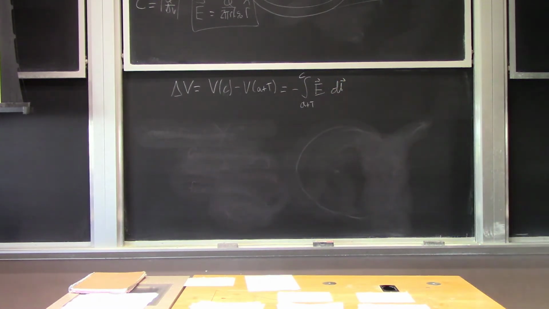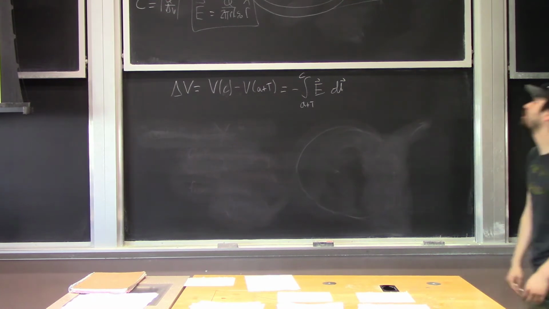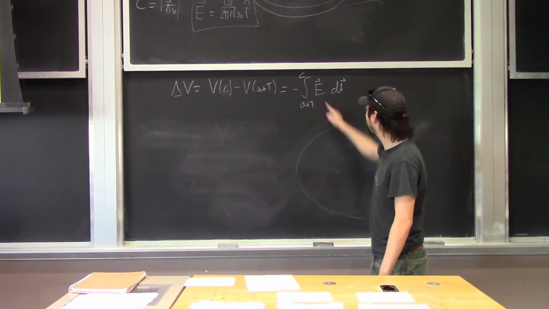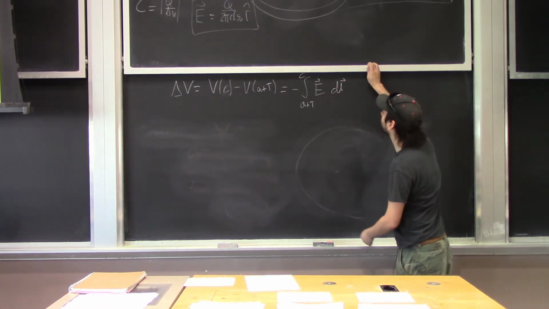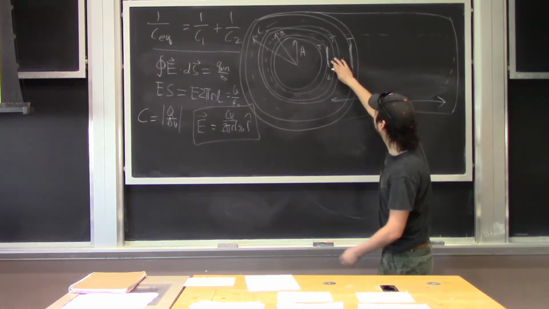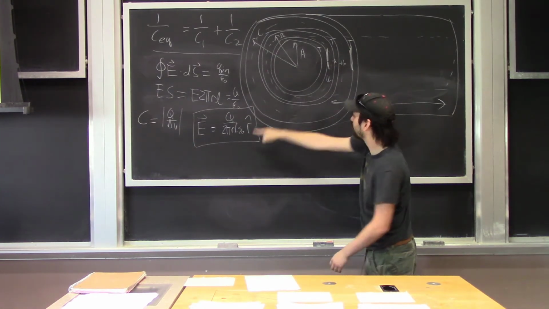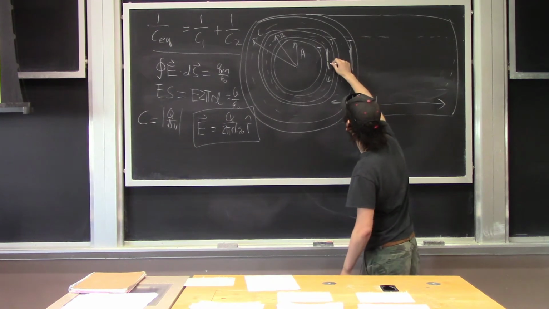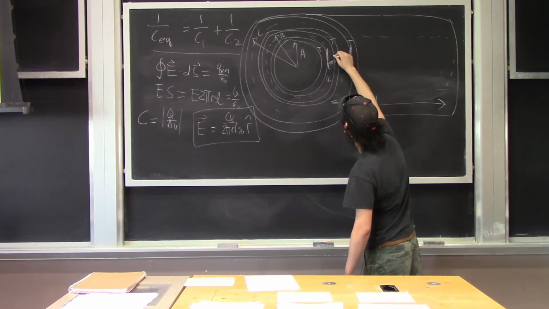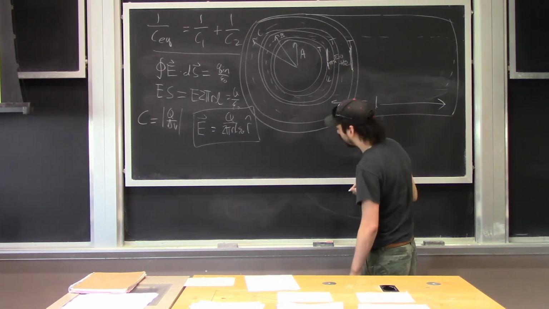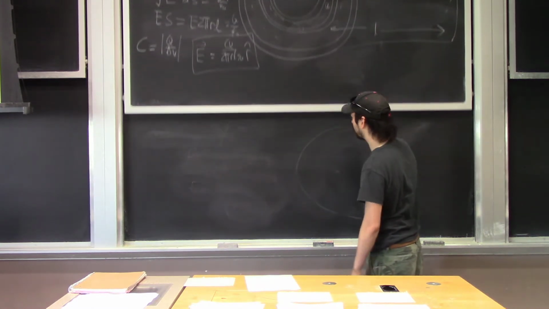So because this is the difference in electric potential I want to find, and the electric field is going to be different in these three regions, it's going to be the function that I have written here in this region and this region, and it's going to be 0 here. I need to break this integral up into three pieces.